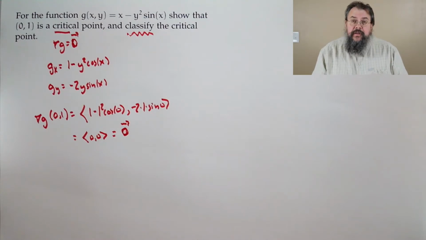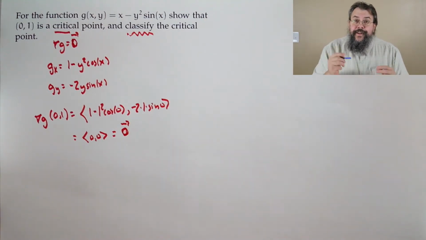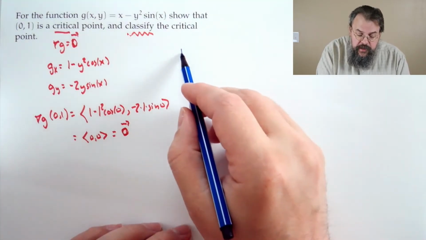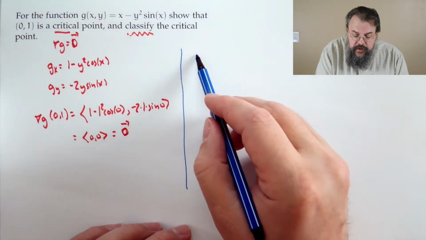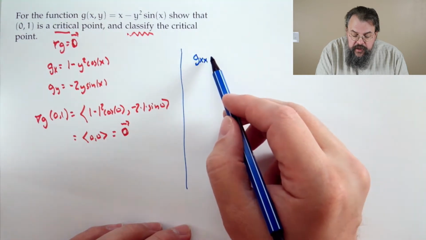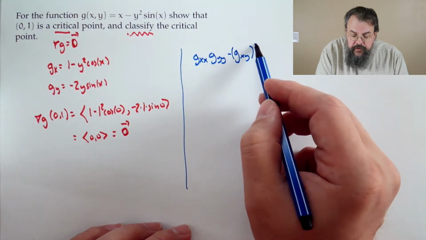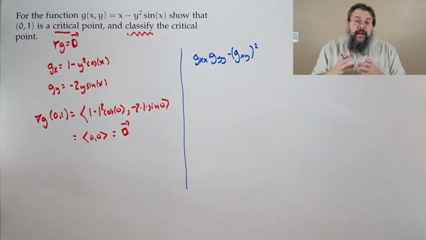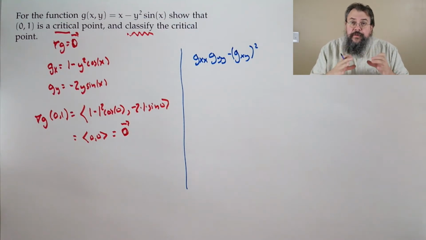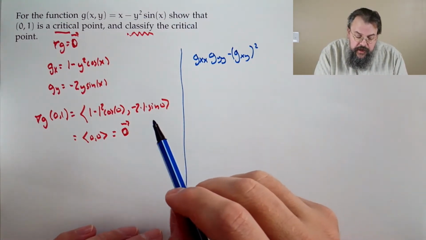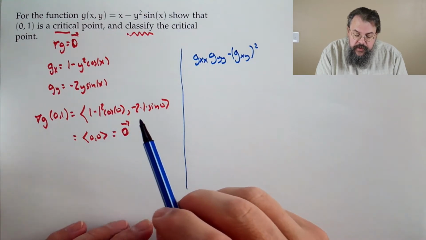Okay, so that's the first part. We said show that this is a critical point. And that's the verification. We've now shown it's a critical point because we saw, aha, the gradient is 0. Now the classify. So the classify, same process that you do for all these problems. You're going to look at this expression, g_xx g_yy minus g_xy squared. That's what gives the information. All right, so let's go through and fill these pieces in.